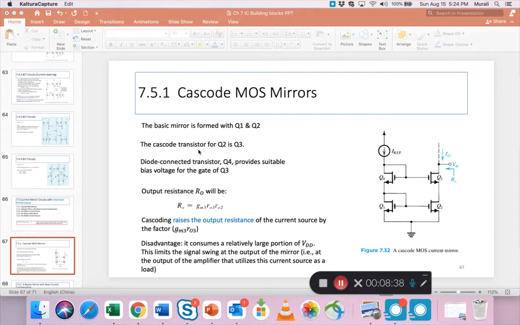So here you see that by this connection and having 2 more transistors, Q3 and Q4, the output resistance can be raised from just being RO2 to gm3 RO3. Okay. There's a disadvantage: more transistors meaning more power supply being consumed.